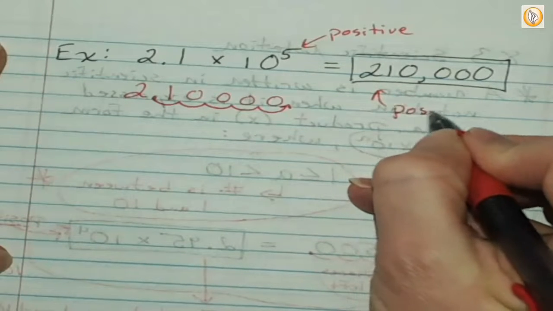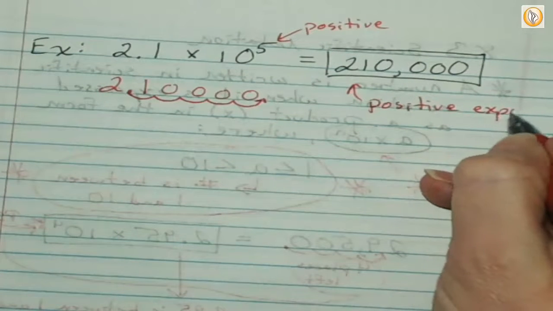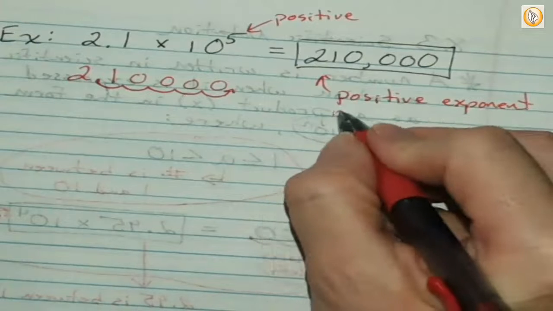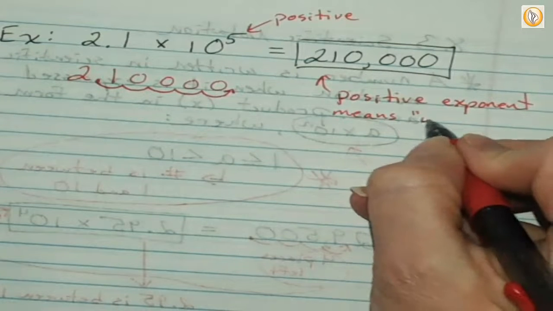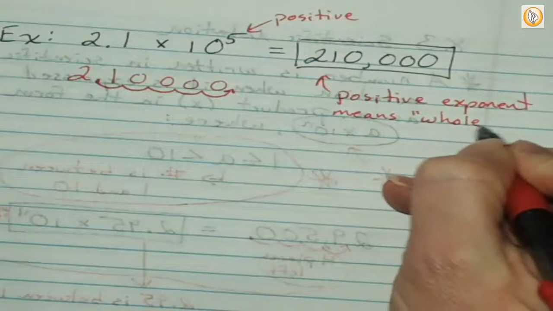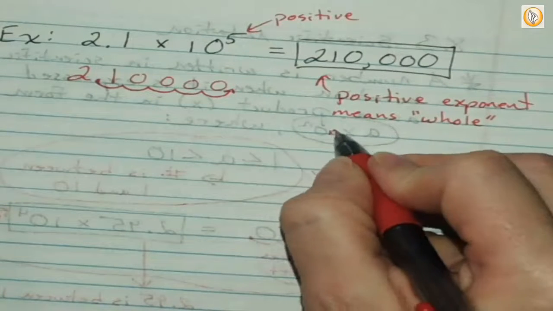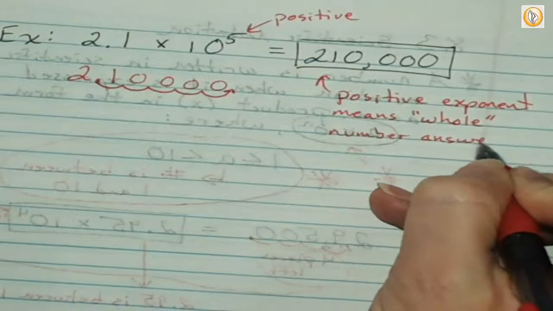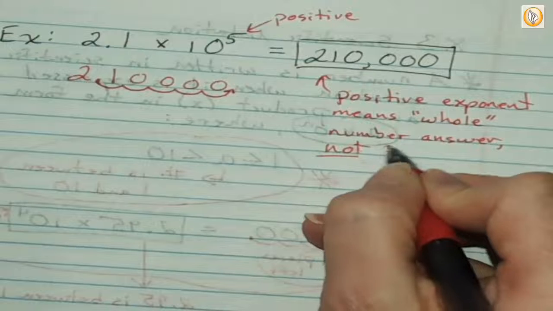So positive exponent means, and I'm putting this in quotes, just because it's not always going to be, but it's not going to be big ugly. Whole number answer. Not big ugly.